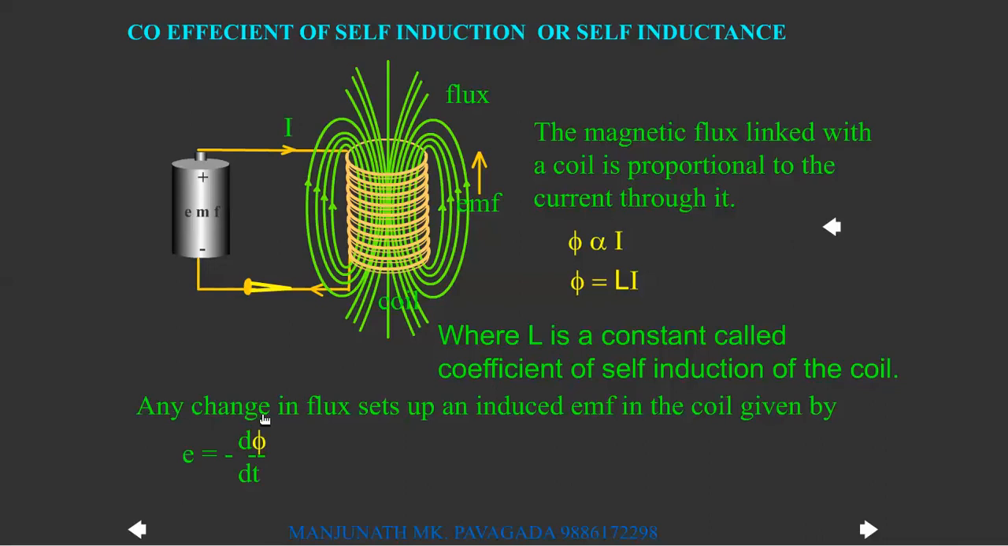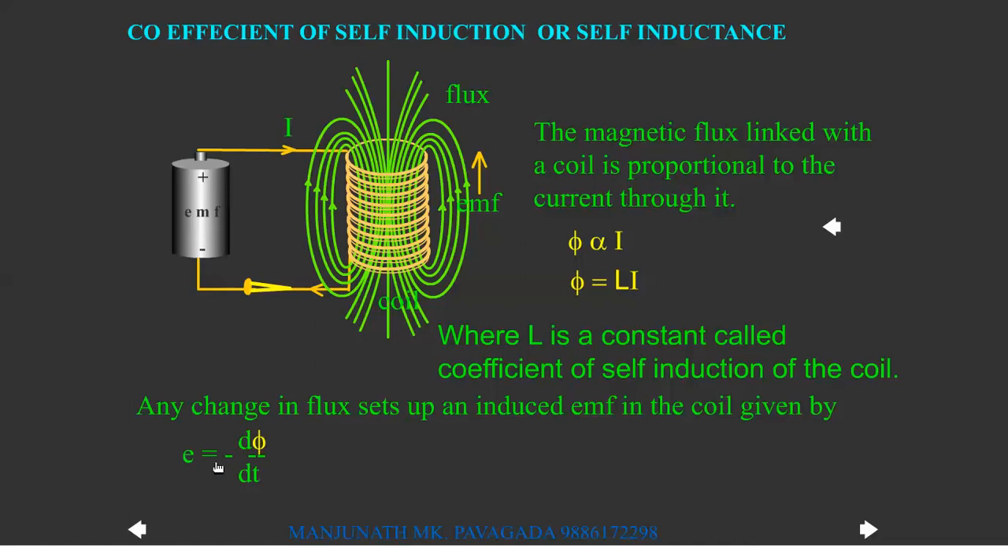Any change in flux sets up an induced EMF in the coil given by E is equal to minus d phi by dt. Of course, this is according to Faraday's law, which tells us the EMF induced is directly proportional to the rate of change of flux, and its negative sign is due to Lenz's law.